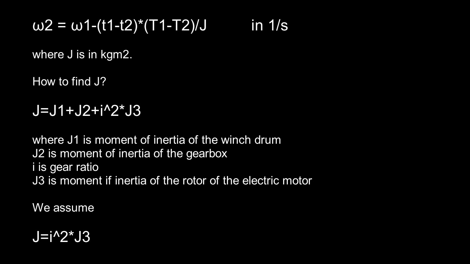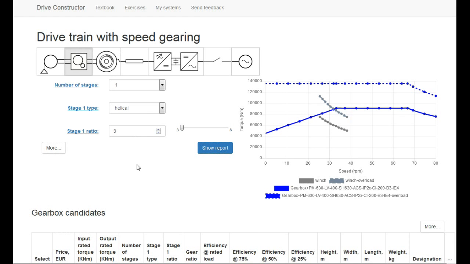But please note that the inertia of the motor J3 is multiplied by the gear ratio squared, and since the gear ratio can be quite high, for example 10, then 10 squared is 100, and then J3 becomes more important than J1 and J2. And in this exercise we just simplify and say inertia is just the product of i squared and J3. So let's look into the DriveConstructor.